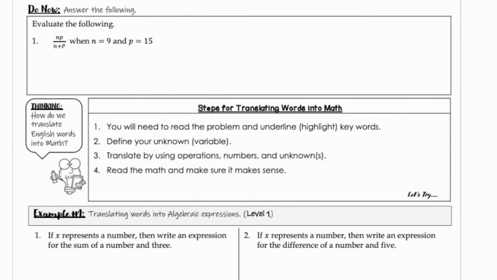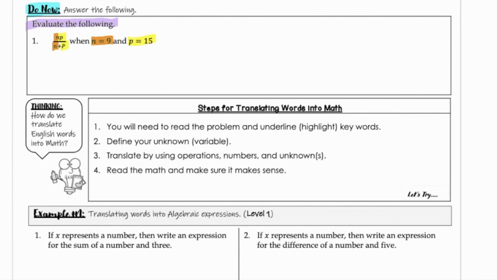Hey everyone, so let's take a look at our do now for today. Today what we are asked to do is evaluate the following. So when you are asked to evaluate, what you want to do is identify what they gave you. So they said n times p divided by n plus p when n is equal to 9 and p is equal to 15. So in my problem, I'm going to identify all of my n's and all of my p's. So that's the first thing I'm going to do.